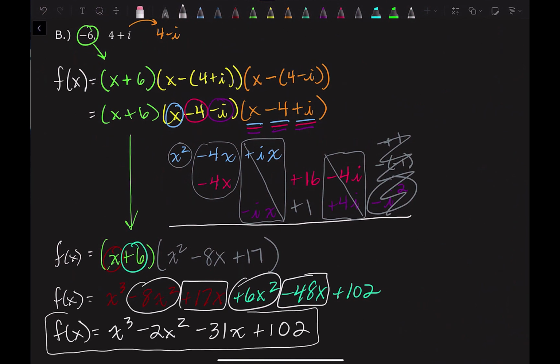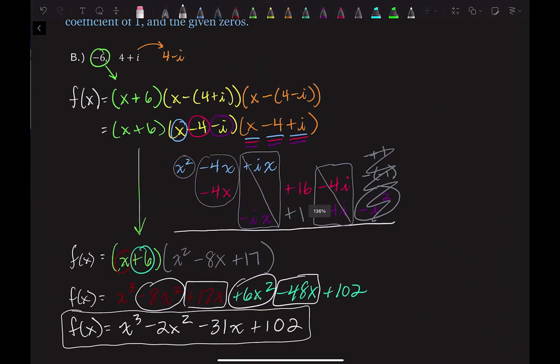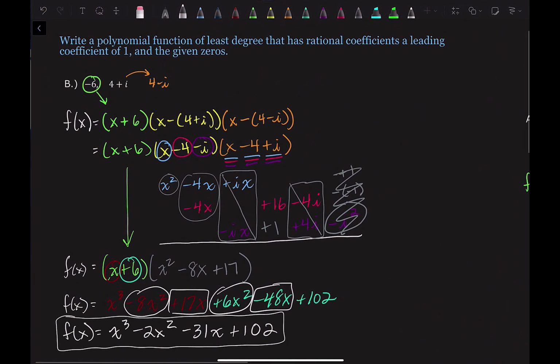And now that it is completely simplified, we can say, big picture, that we took those given zeros, used the complex conjugate theorem, wrote out our parentheses, multiplied strategically and organized, and ended up with a polynomial that meets all the criteria: least degree, rational coefficients, leading coefficient 1, and the given zeros.